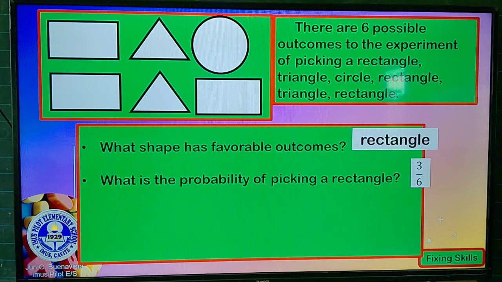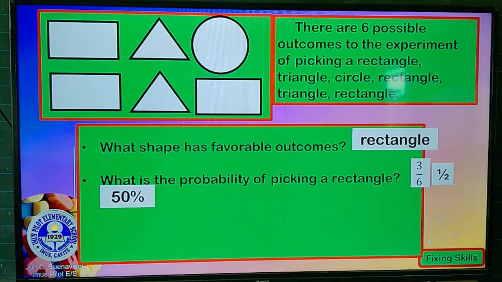And the 6, the denominator, is the possible outcome. It is possible that any of the 6 will come out. Alright? Since 3/6 is not in the lowest term, we are going to change that to lowest term, and that is 1/2. So 3/6 or 1/2. If we change that to decimal, that is 0.5 or 5/10. If we change that to percent, that is 50%. As I said a while ago, a rectangle has a favorable outcome because 50% of the shapes are rectangles.